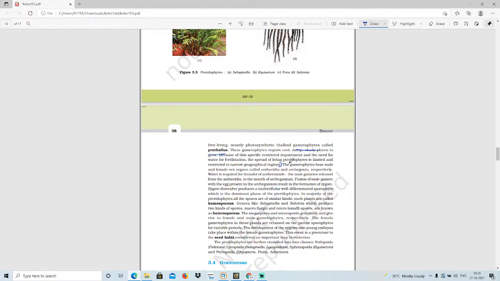That's why we see specific types of plants only in specific regions. The gametophytes bear male and female sex organs, that is antheridia and archegonia respectively. Water is required for transfer of antherozoids. The male gametes are released from the antheridium to the mouth of the archegonium. Inside the archegonium there will be an egg. Fusion of the male gamete with the egg present in the archegonium results in the formation of a zygote.